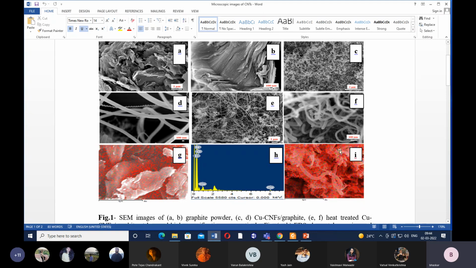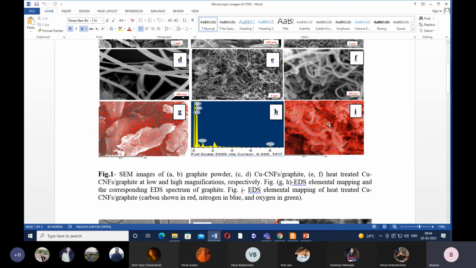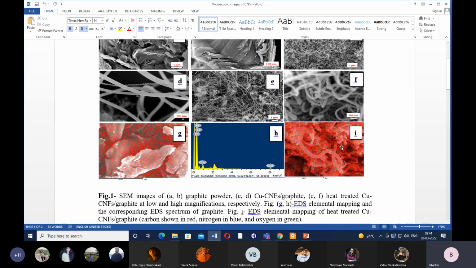So these are basically the elemental mapping showing the distribution of different particles like copper nanoparticles, carbon, nitrogen, and oxygen on the surface of this material. Okay, so this is the elemental mapping analysis, and this is the energy dispersive X-ray spectral analysis. This is the spectra, right? So here I have got spectra like this.